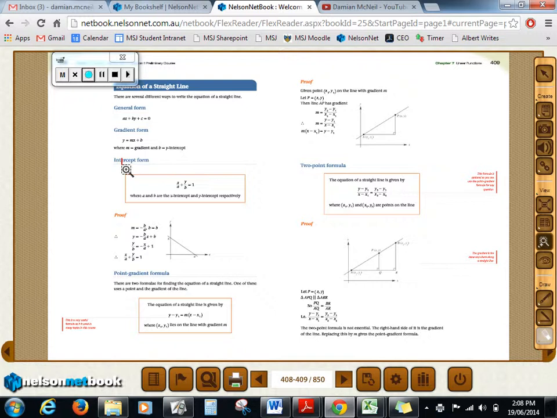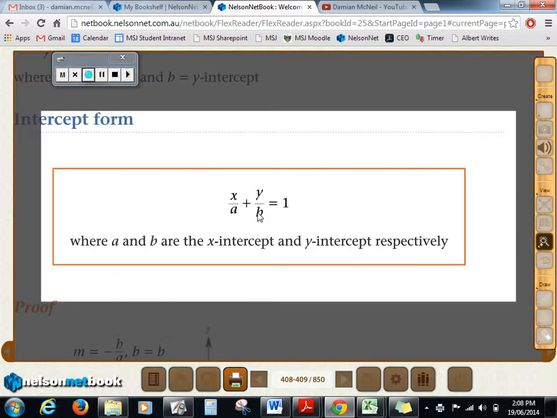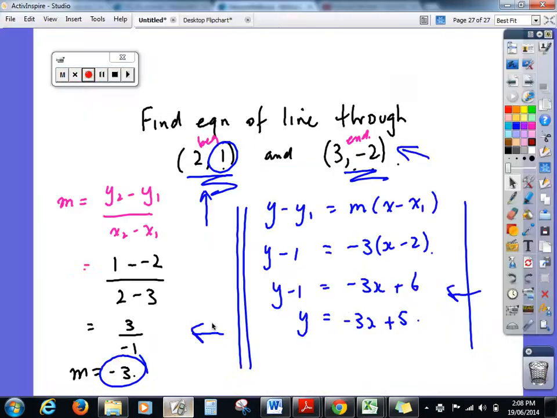The intercept form. This just uses the A and B, where A and B are intercepts on the x and y axis respectively. So looking at this, you'd only use this form if you need to do it from a diagram.